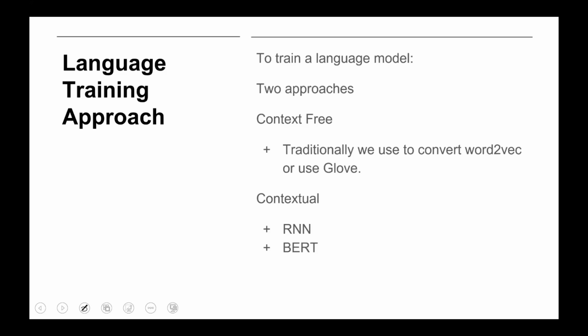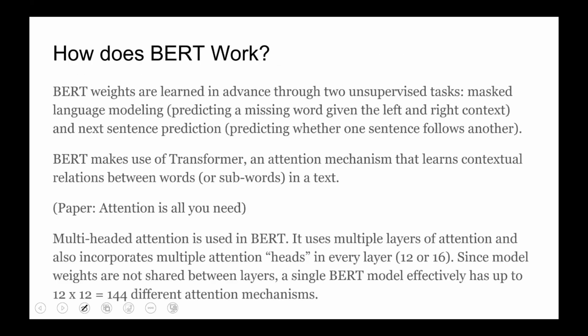And then we went to the contextual model, where we said that the sentence before the sentence that we are currently analyzing also needs to be considered, which forms the context of the sentence. The context of the sentence is basically the sentence prior to the one which I am trying to analyze here. So that is the contextual model. Basically, BERT weights are learned in advance through two unsupervised tasks. Now, what are the two unsupervised tasks? The first is masked language modeling, that is, predicting a missing word given the left and the right context.